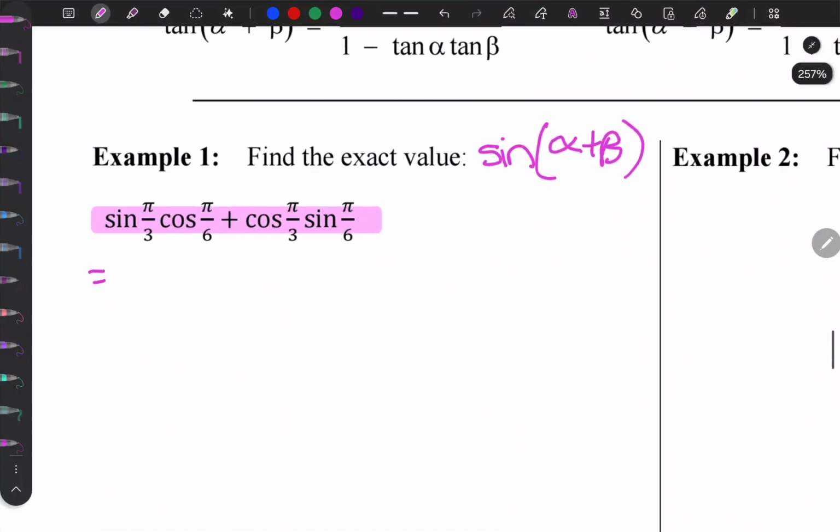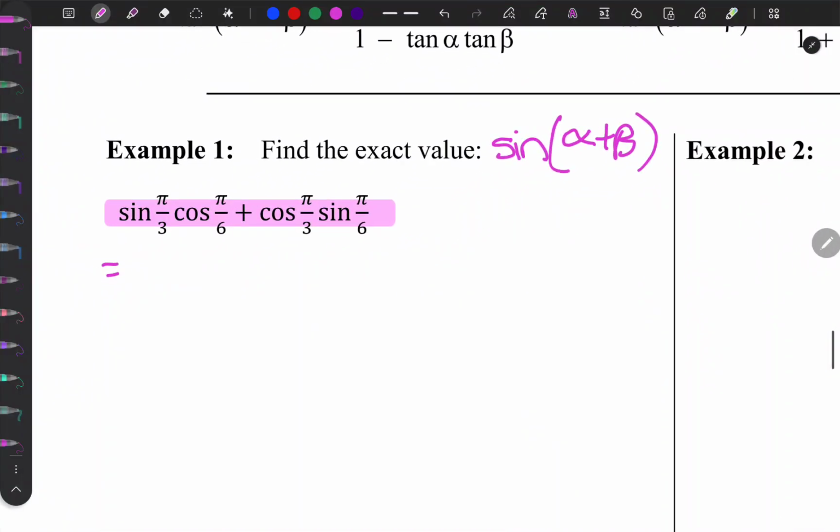Let's zoom in a little there. So instead of having to write out 4 trig ratios, we can say this is equivalent to sine of alpha plus beta. Our alpha angle is pi over 3. Our beta angle is pi over 6. And the nice thing about this, particularly with this one, is we can add the angles really easily and get a nice, fast, exact value.